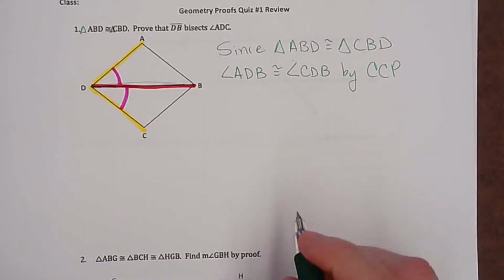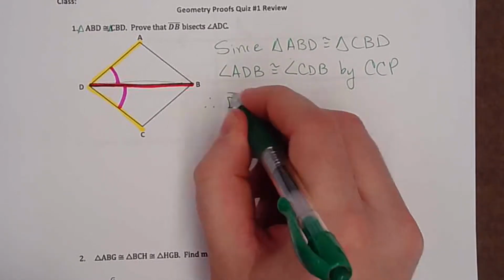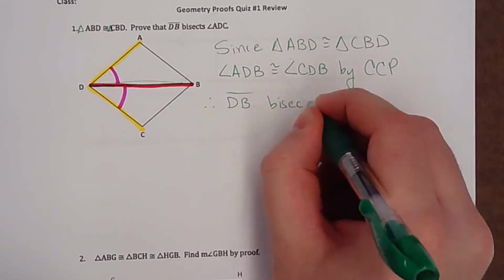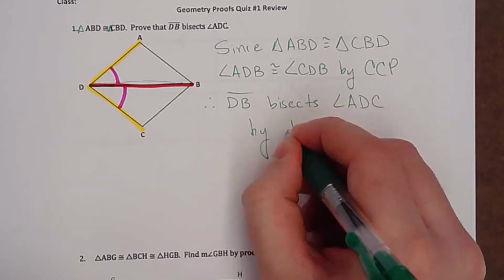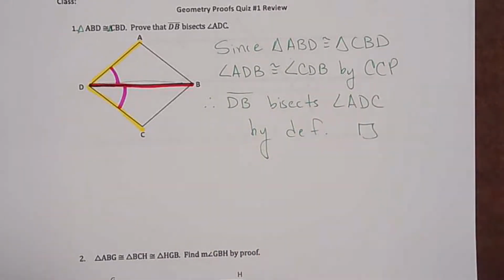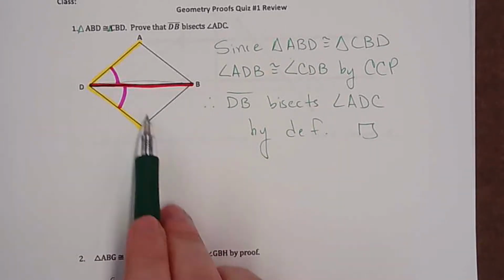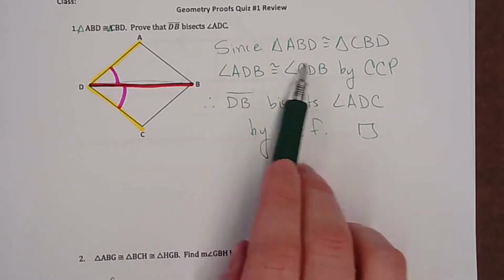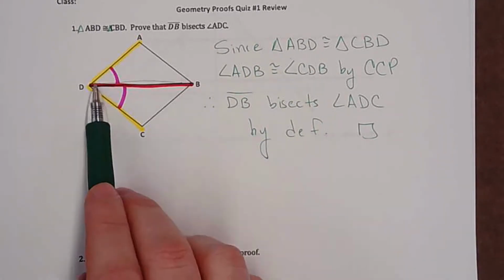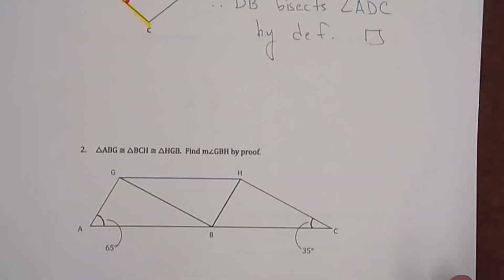So I wrote that, because I know I need to prove that, and then I wrote how I knew it, okay? Therefore, I write what they told me. DB bisects angle ADC by definition. End proof. Right? How do we know that DB is a bisector of ADC? Well, it's a line that cuts it into two equal pieces. I just proved they're equal, right? So that, by definition, that's a bisector, right? That's an angle bisector, which you should hopefully know today for our quiz that we're taking.